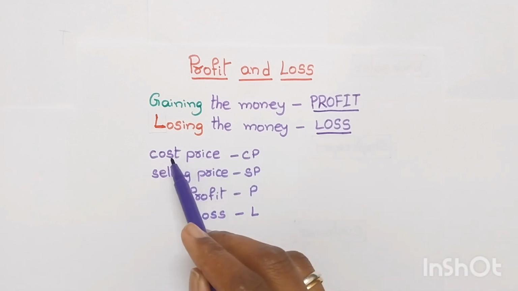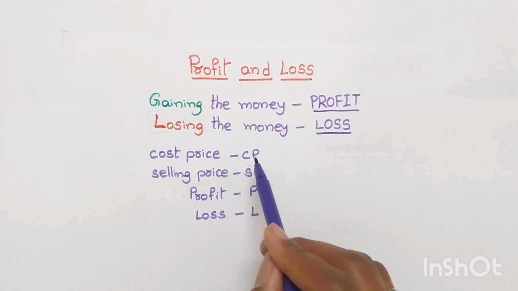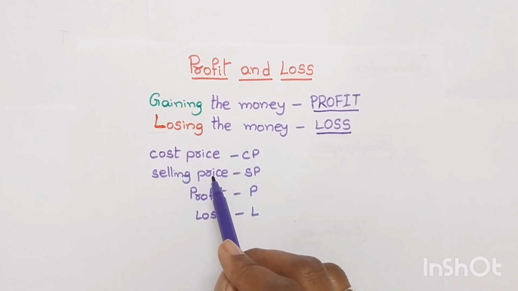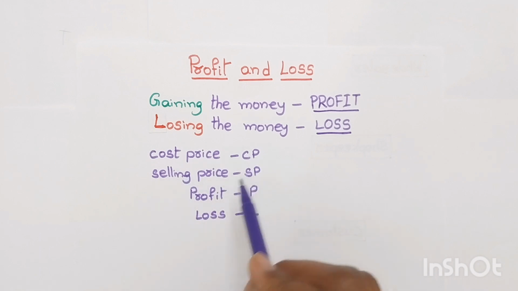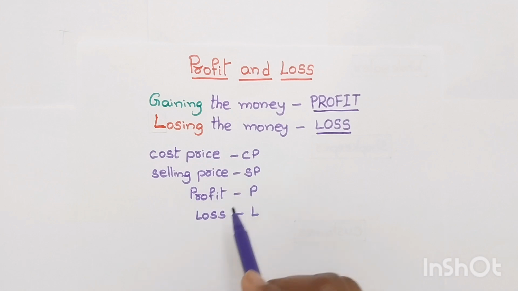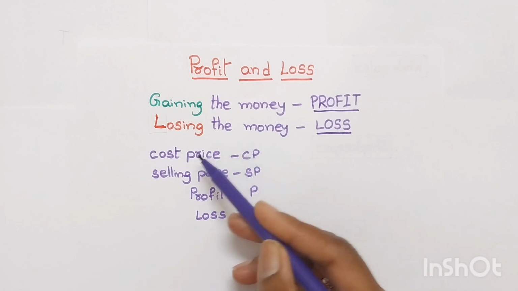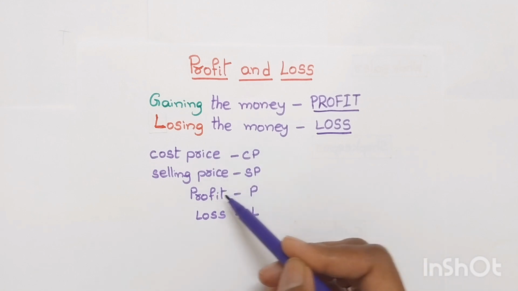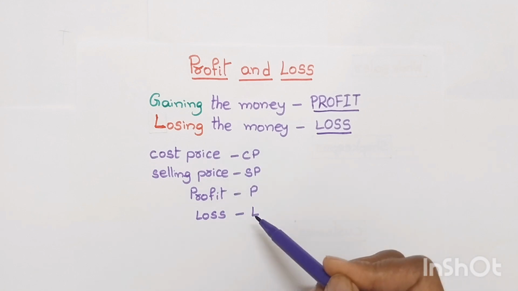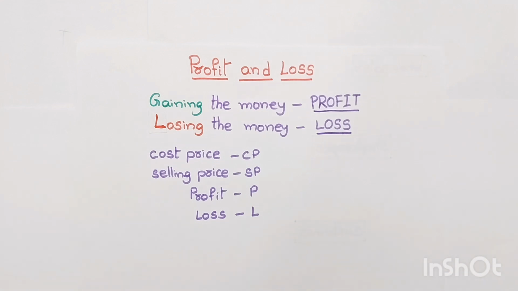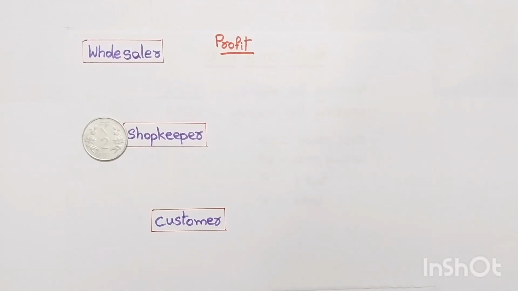Cost price will be written as CP. Selling price, SP. Profit, P. Loss, L. These terms we use: cost price CP, selling price SP, profit P, loss L. First we discuss profit.